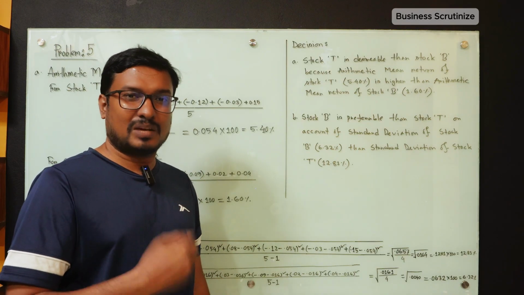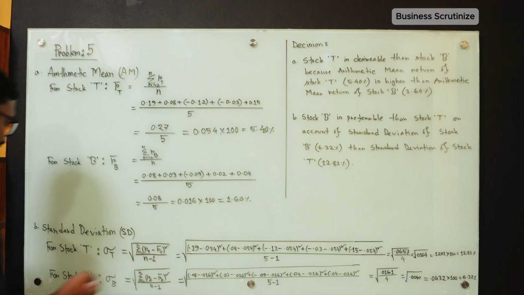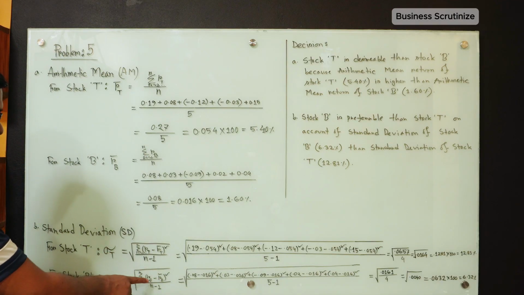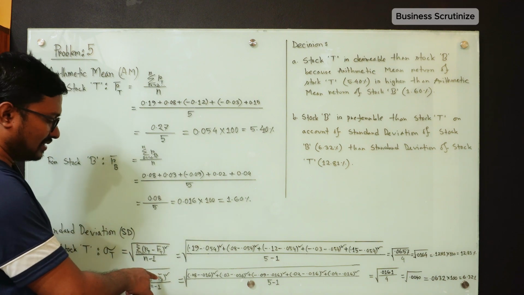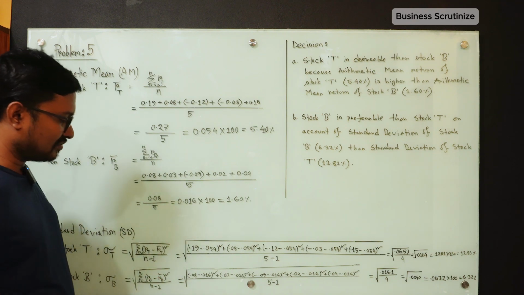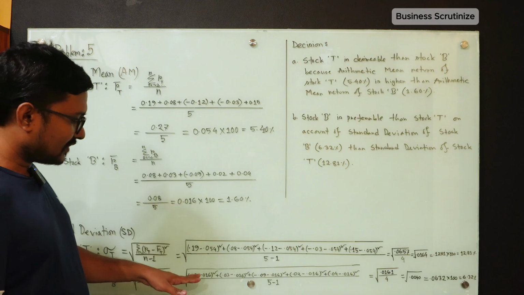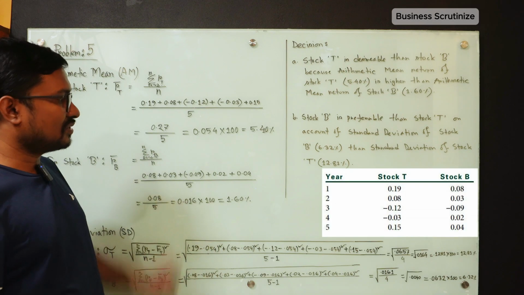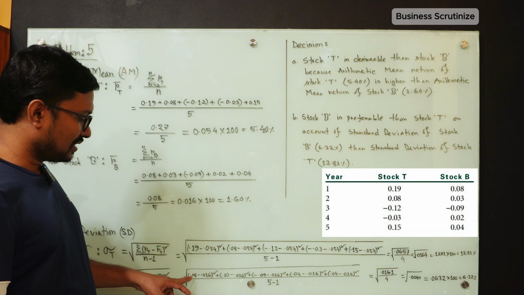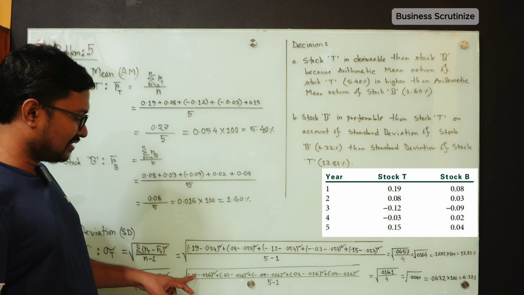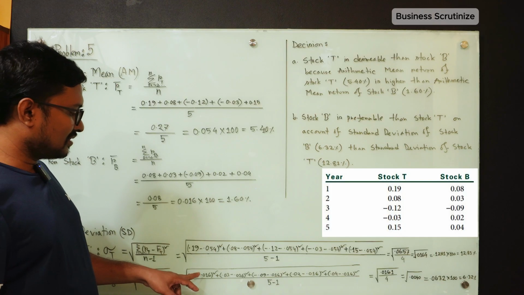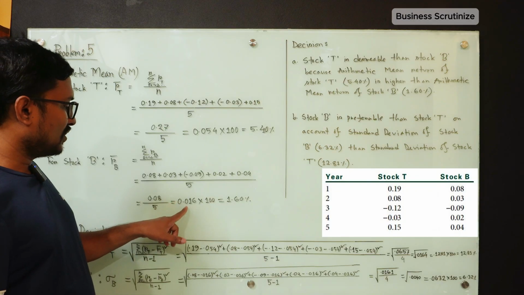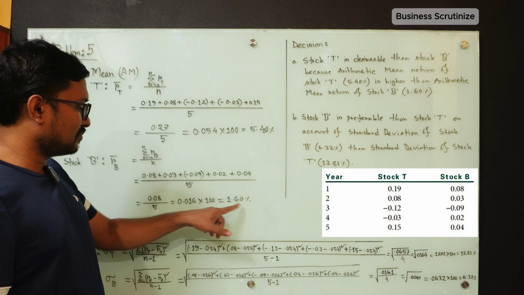In a similar way we compute the standard deviation for stock B. You can see the same formula, we just write B symbolically for stock B: sigma B equals the square root of the sum of RB minus R bar B whole square, divided by n minus 1. Now we input the data of stock B. The first year's return is 0.08, so we write 0.08 minus the mean return of stock B, 0.016, which is 1.6%.